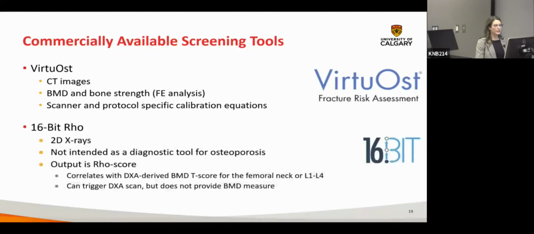And then the second one is 16-bit ROW, which was developed at Sunnybrook in Toronto. This one can only use 2D X-rays, and it's not intended as a diagnostic tool for osteoporosis. What it actually does is output this ROW score. These ROW scores have been correlated with DEXA-derived BMD scores at both the hip, the femoral neck, as well as the lumbar vertebra. So the ROW score can then trigger a DEXA scan, but again, it is not providing a BMD measure. So that's where our technique comes in.